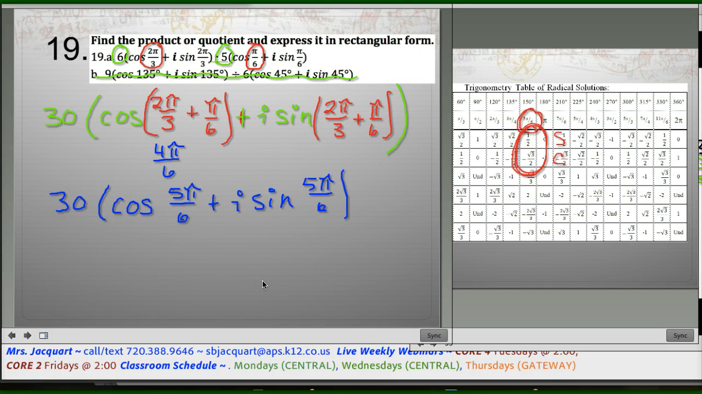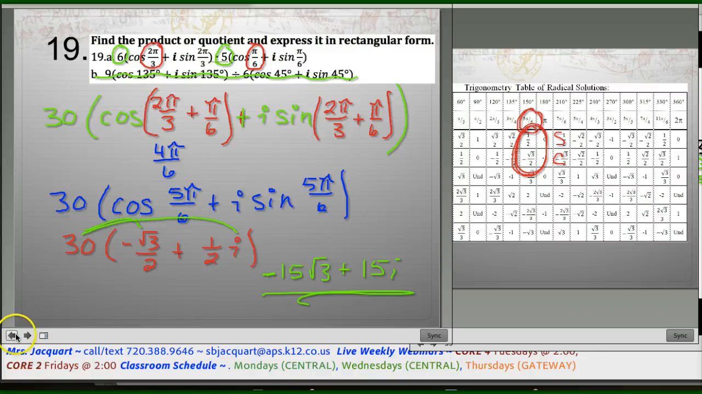So then we have 30. Cosine 5 pi sixths is negative square root 3 over 2, plus 1/2 i. Distribute that 30 and we get 15 square root 3 plus 15i. But that was a negative 15. So there's your answer. Sweet. We're almost done, guys.